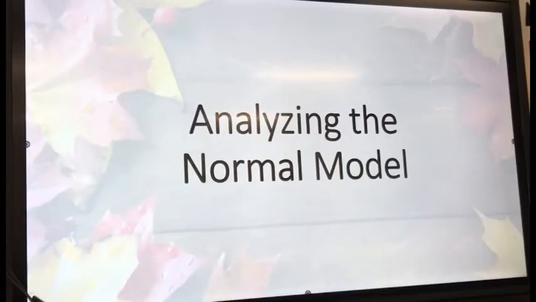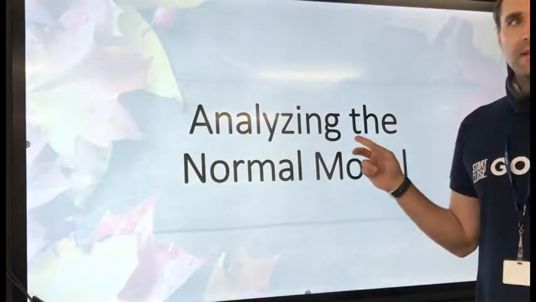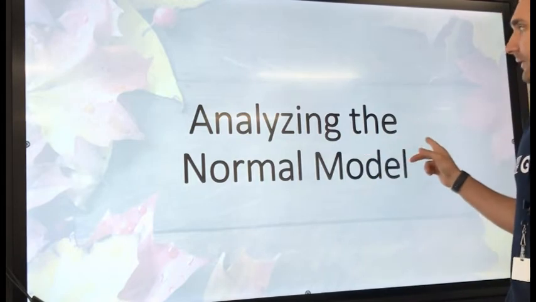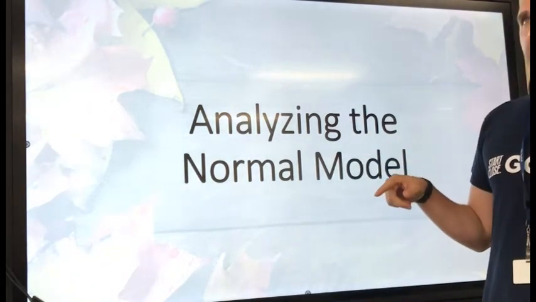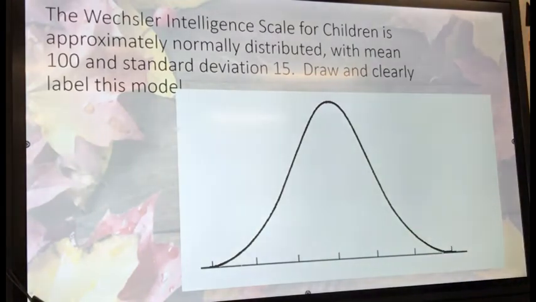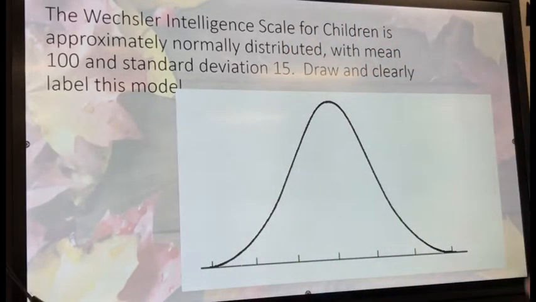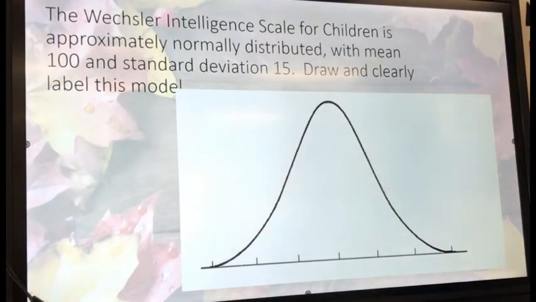For today, we're going to start analyzing the normal model, looking at how it represents the 68, 95, 99.7 model. So, the WISC for children is approximately a normal distribution with a mean of 100 and a standard deviation of 15. Draw and clearly label this model.